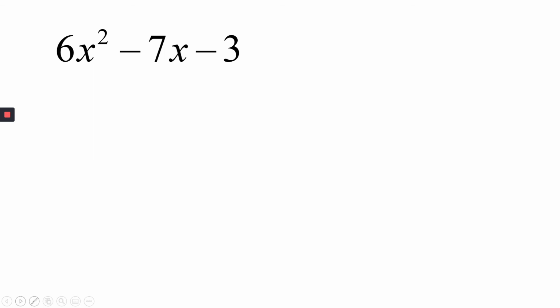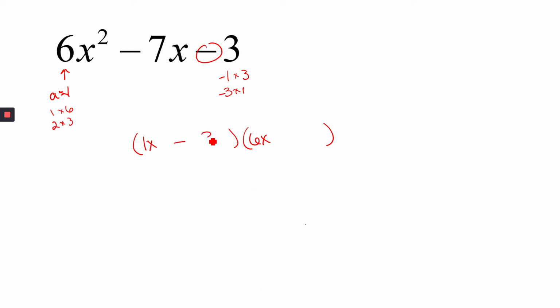Next example, I'm just going to guess and check. Now unfortunately in this one, A does not equal 1. So I just have to come up with some factors for 6. So I know 1 times 6 works, I know 2 times 3 works. Over here I know that this is going to be 1 times 3, but because of this negative, that means that one of them has to be negative. So it could be negative 1 times 3, or negative 3 times 1, or something like that. So I'm just going to guess and check. I'll start with the 1 and the 6. So 1x, 6x, and then I'll put negative 3 and plus 1.